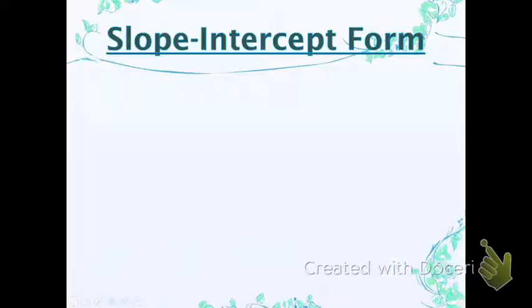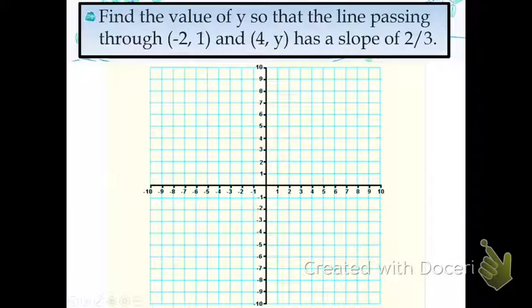Our last example for slope is a little bit more difficult in that you're working backwards. You're given the slope, but you're missing a coordinate to find that slope. There are 2 ways to do this. One is with a formula and one is graphically. We'll use the formula first and then we'll use the graphing method second.